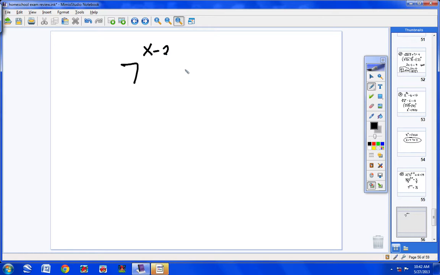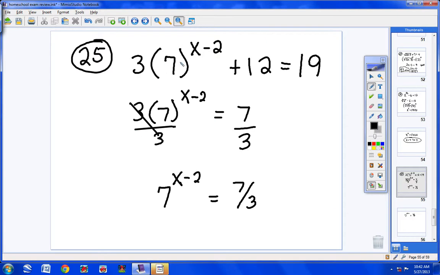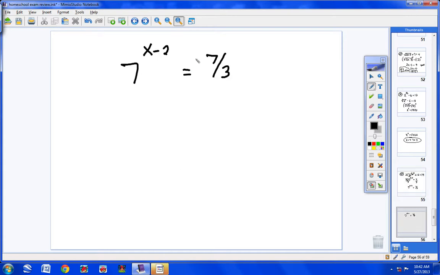Now, Chase, we went over your test. Remember on your test, you knew exactly what to do. You knew that because you had a base 7, you would take log base 7. But what you didn't do on your test is you forgot to get this all by itself first. So get the base and its exponent all by itself like we did right here.